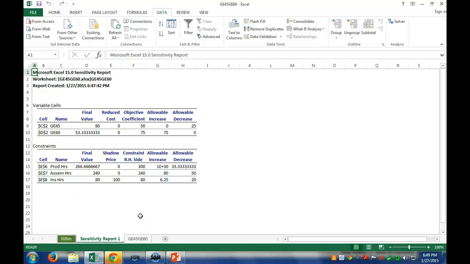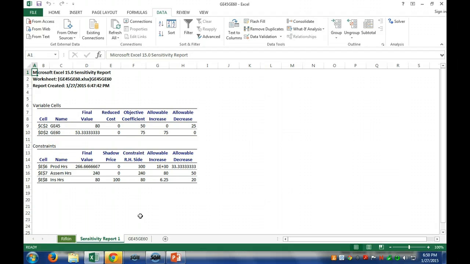If we take that 50 and the allowable increase is 0, so if we take that 50 and we add 0, and the allowable decrease is 25, so we decrease it by 25, 50 minus 25 is 25, 50 plus 0 is 50. The range of optimality for GE45s is 25 to 50. And what that's telling us is as long as I'm making between $25 and $50 for GE45s, this is the right solution. Make 80 of these and 53 of these.